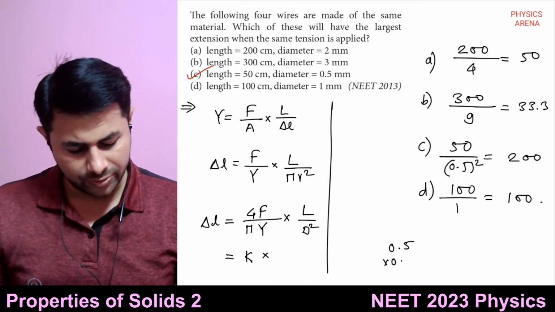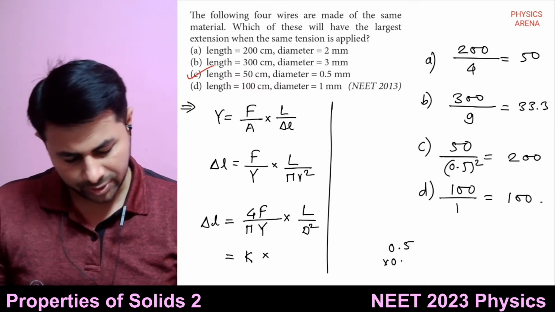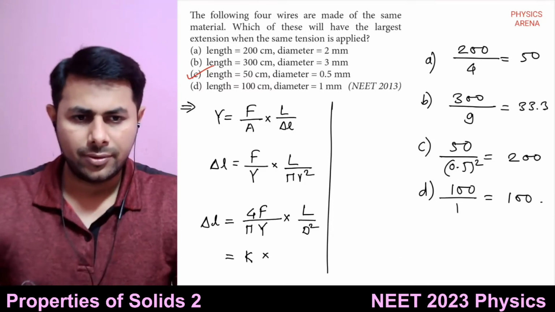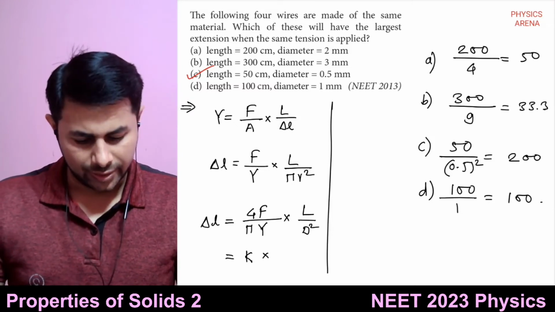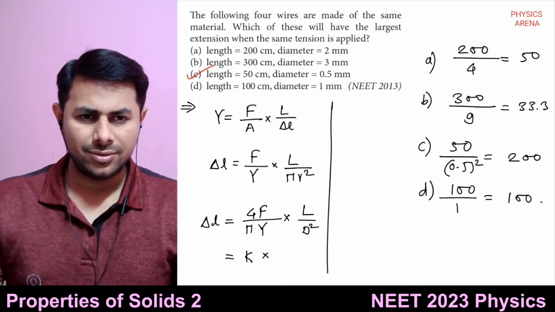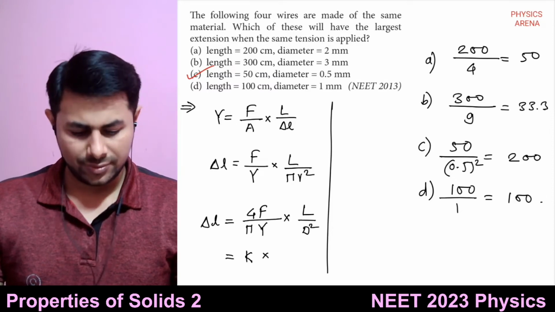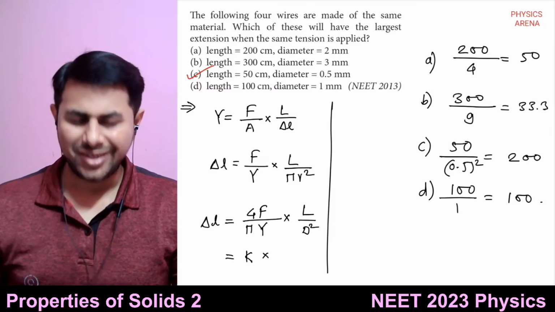5 multiplied by 10 raised to minus 1. 25 multiplied by 10 raised to minus 2, right? Okay, this is clear. Simple question, right? But lengthy.